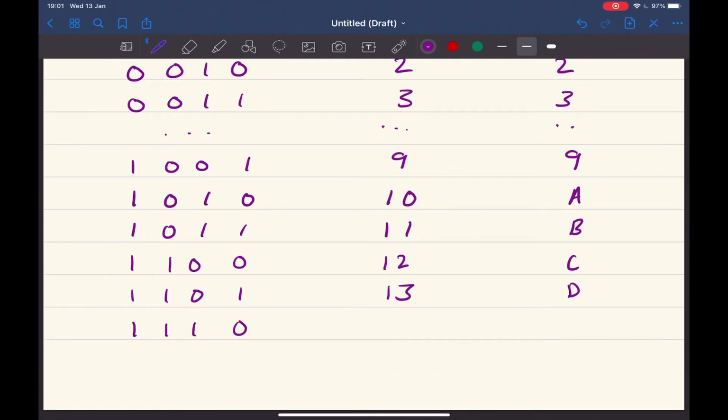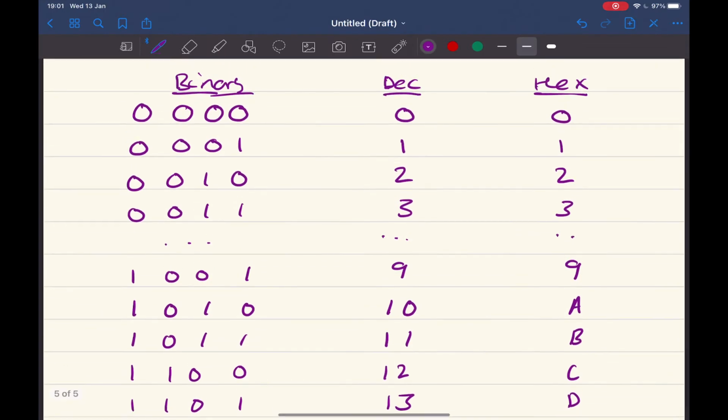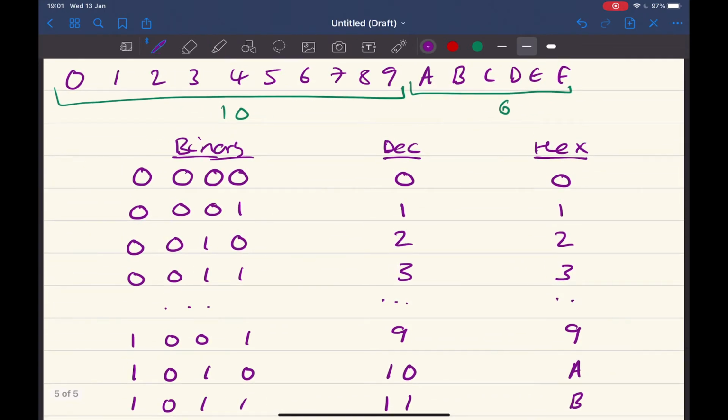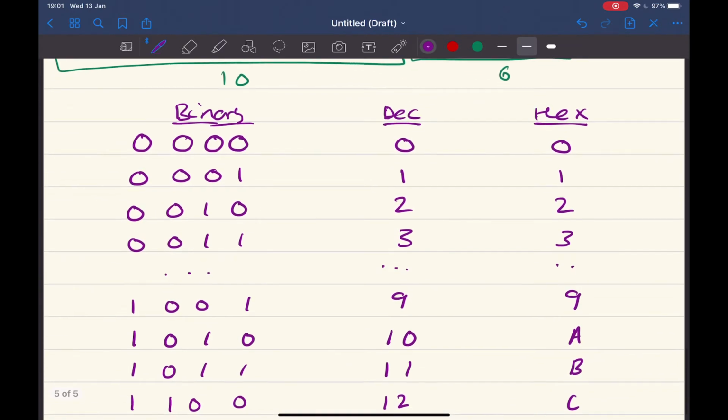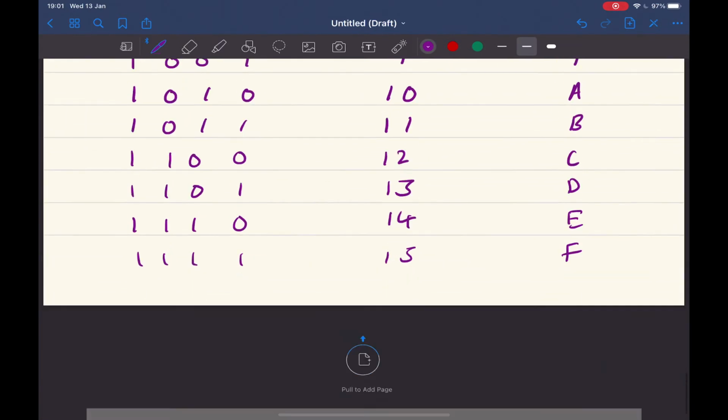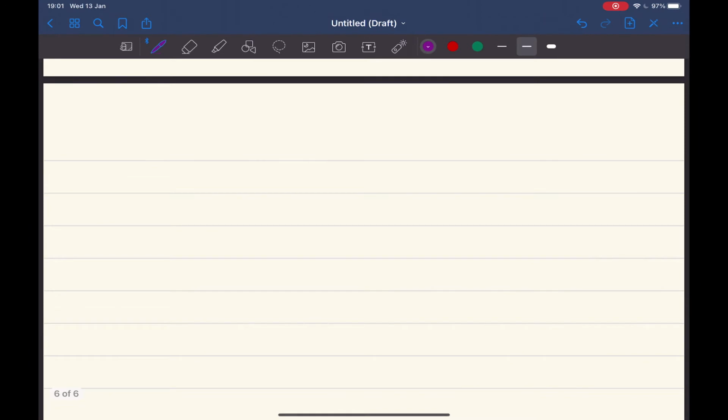13 therefore is D. 14 is E. And 15 is F. So one of the things that we need to be able to do is to convert a binary number into hexadecimal, or hexadecimal into binary, and then into denary.